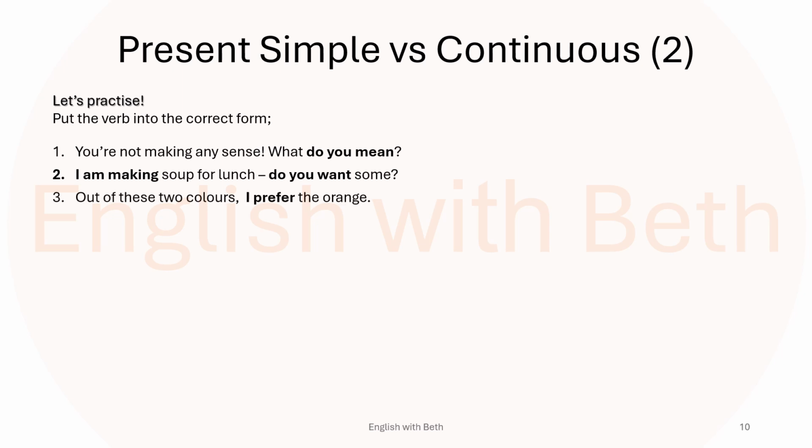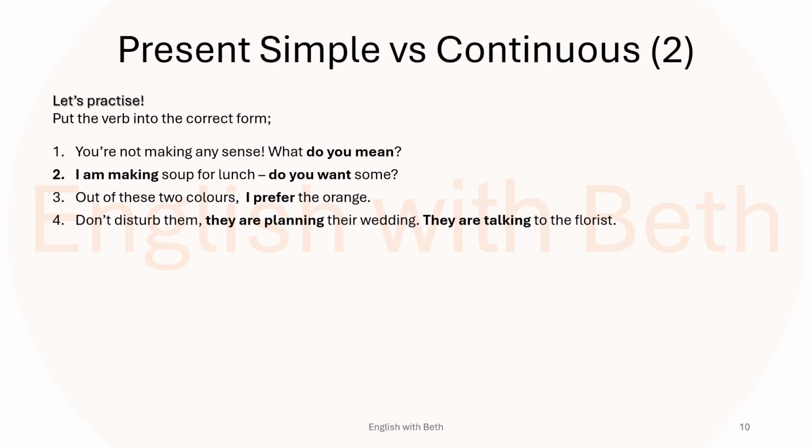Out of these two colours, I prefer the orange. Here we use present simple because prefer is one of those verbs which is rarely used in present continuous. Don't disturb them, they are planning their wedding. They are talking to the florist. Here we've used present continuous for both verbs because the actions are happening as we speak.